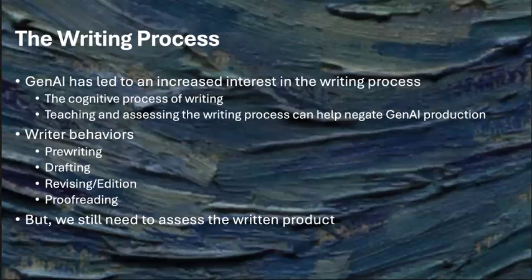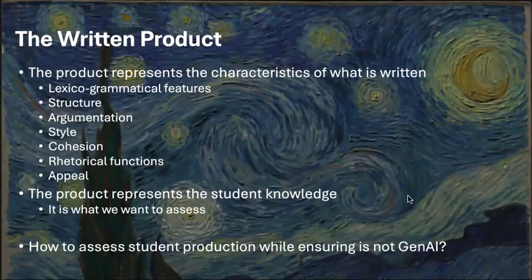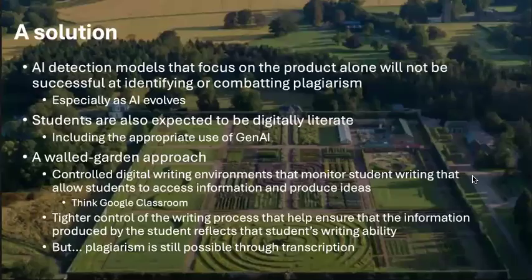But at some point, we still are going to have to assess the final written product. And that written product is basically the characteristics of what is written. It can be linguistic features like lexical and grammatical features. It can be structure, paragraphs, sentences. But mostly you're going to find the human side of assessment focusing on things like argumentation, style, cohesion, rhetorical functions, and appeal. And this product should represent the student's knowledge. This is what we really want to assess, right? But how do we assess student production while ensuring that it is not Gen AI? And we want to develop metrics to do this.